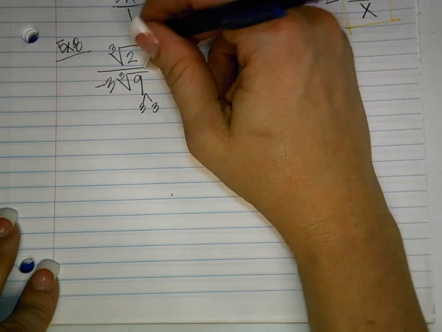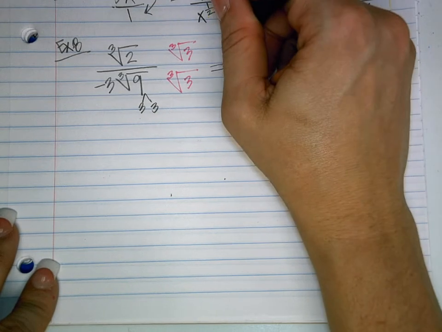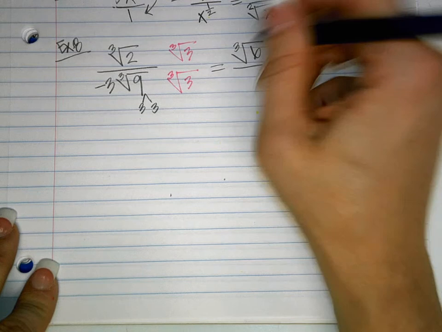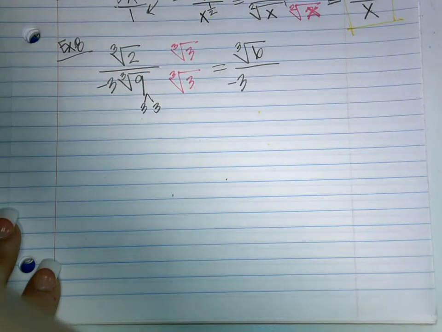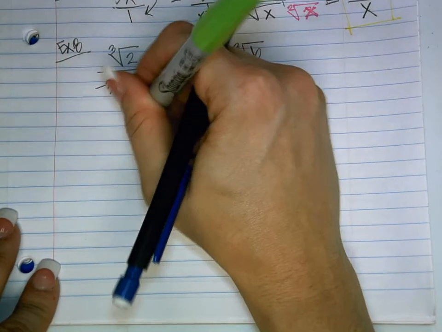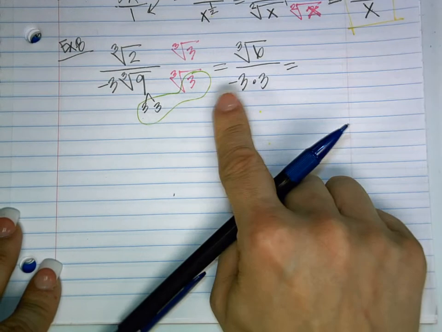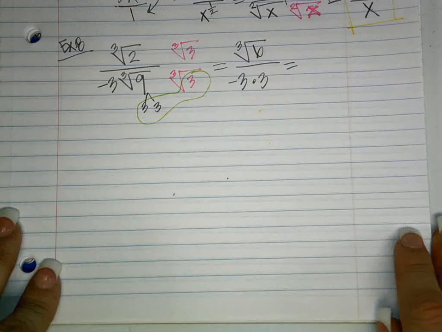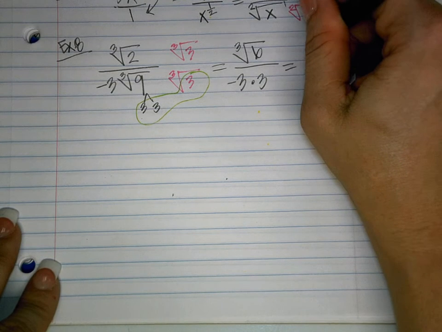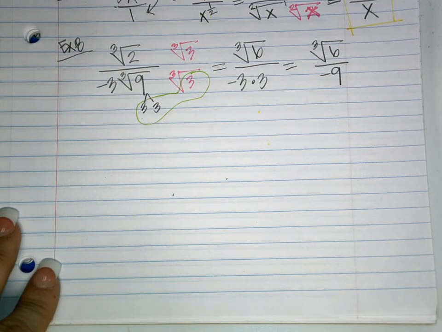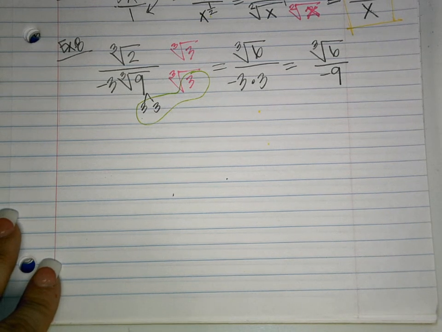So cube root of 2 multiplied by cube root of 3 is the cube root of 6 over negative 3 multiplied by what? Positive 3. These do not cancel each other out. Remember, they're multiplying together. So if you multiply those together, we get cube root of 6 over negative 9. Okay?